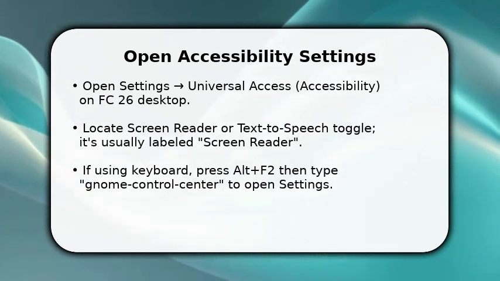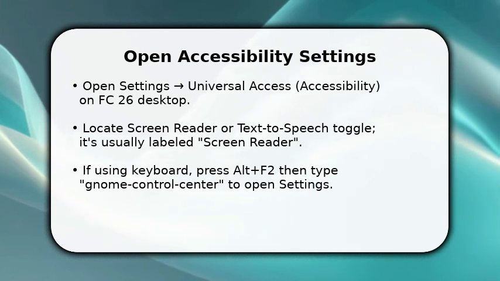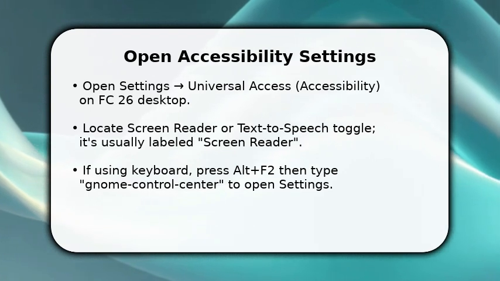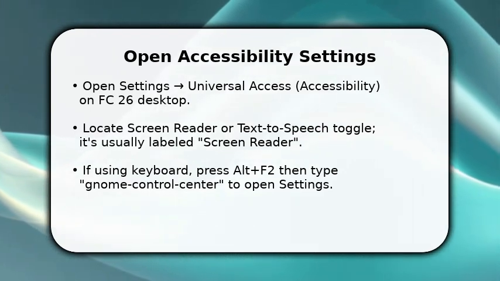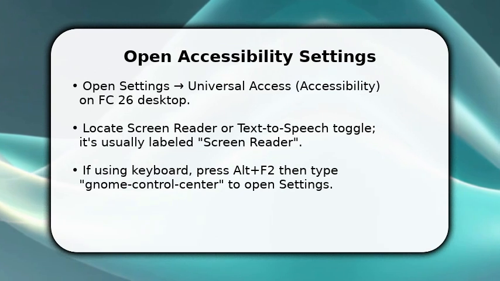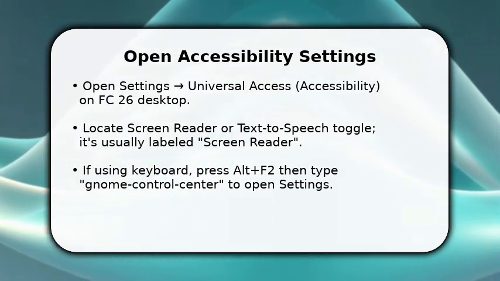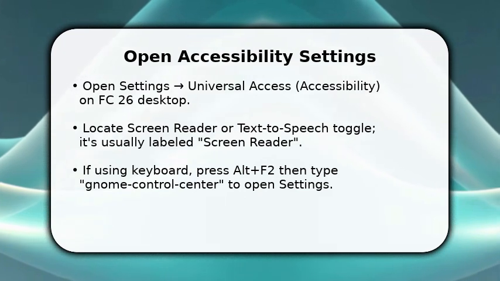If the GUI is slow, use Alt plus F2 and run GNOME Control Center to reach the same panel faster. Make sure you have permission to change accessibility settings. If prompted, authenticate. This first action usually kills the immediate speech, so you can continue without audio interruptions.